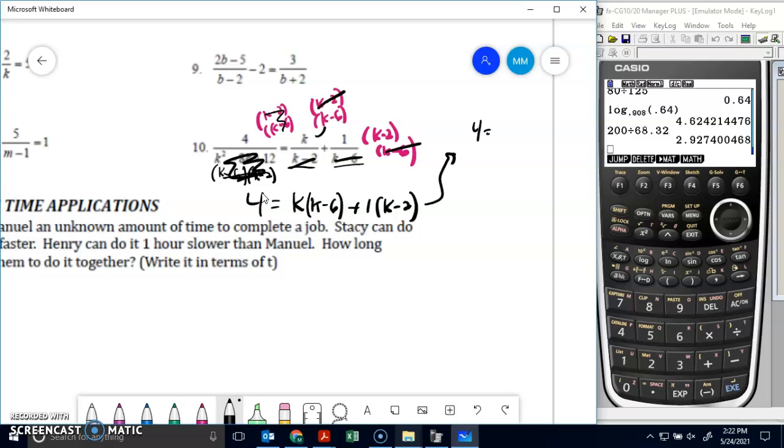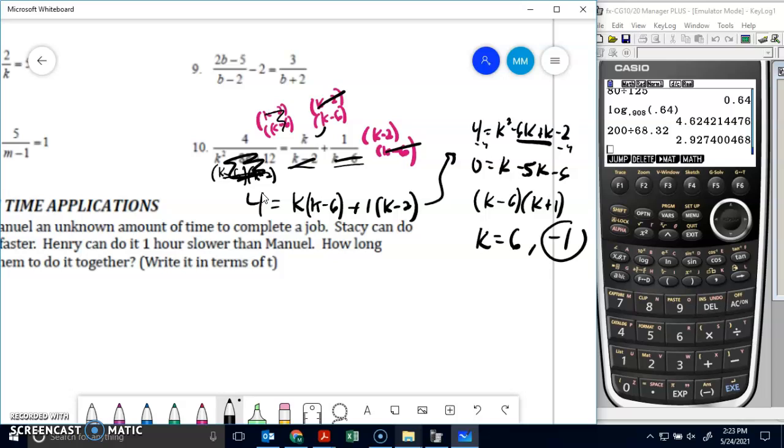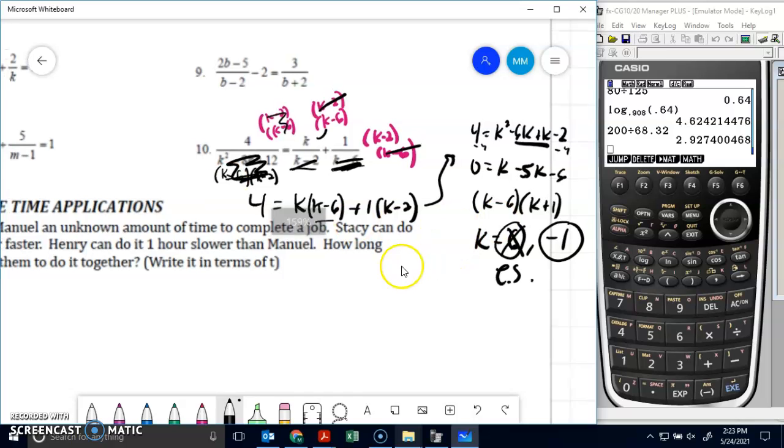So I'm going to have 4 equals k squared minus 6k plus k minus 2. I can set that equals 0. I have k squared. Combine these like terms together is minus 5k. And then when I subtract 4 over, gives me minus 6. So factors of 6 that would give me negative 5, so that's going to be k minus 6 and k plus 1. So k equals 6 and negative 1. But 6 is one of my restrictions, so that is extraneous, and the answer is just negative 1.